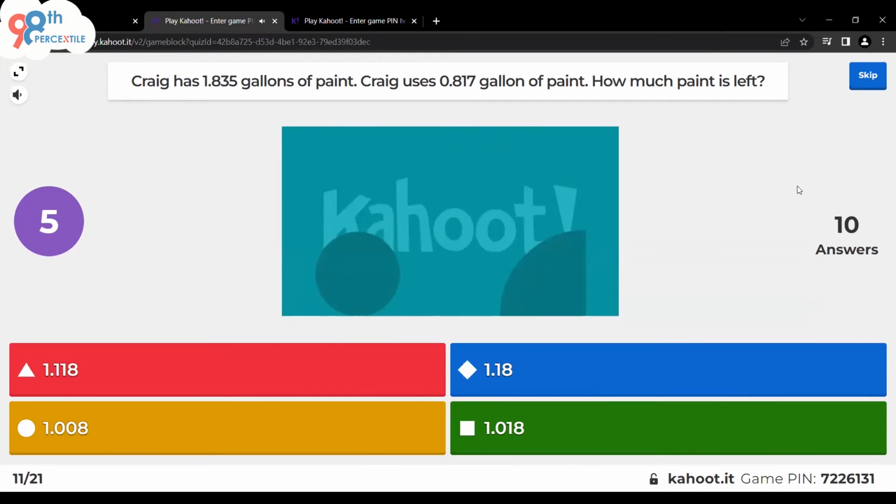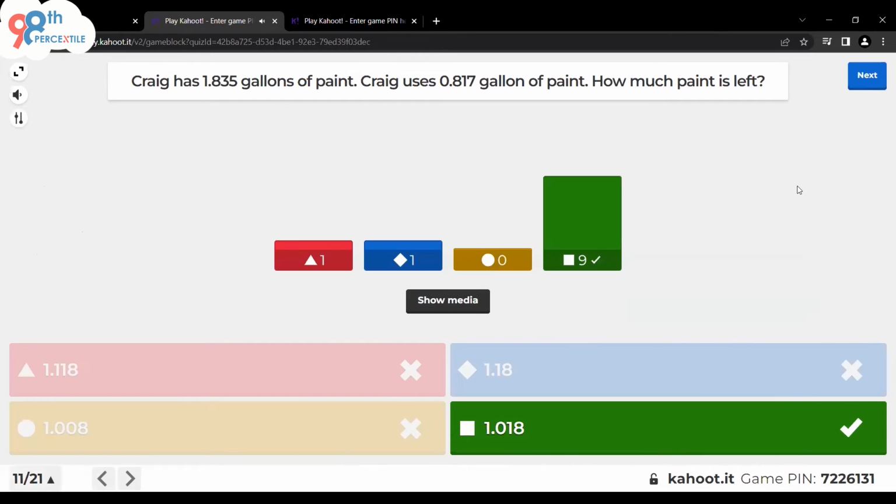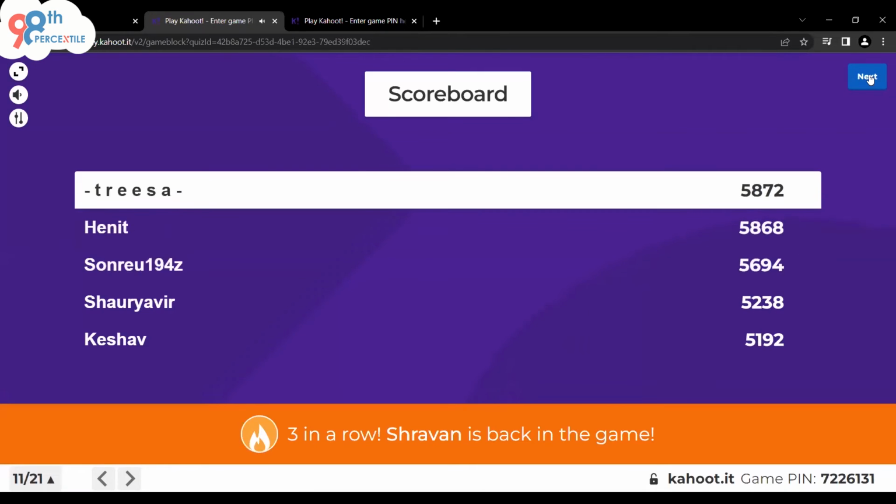Okay, 10 answers so far. Okay, 9 of you have got it absolutely correct. Now, Craig had a certain gallons of paint with him. Craig uses somewhat of it, so we need to subtract it. Subtracting, we get the answer over here as 1.018. Like I said, again, a very straightforward question.